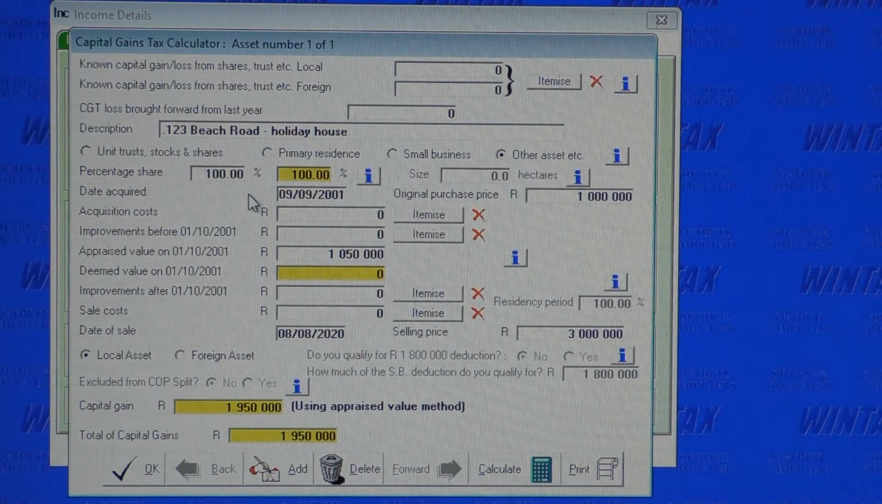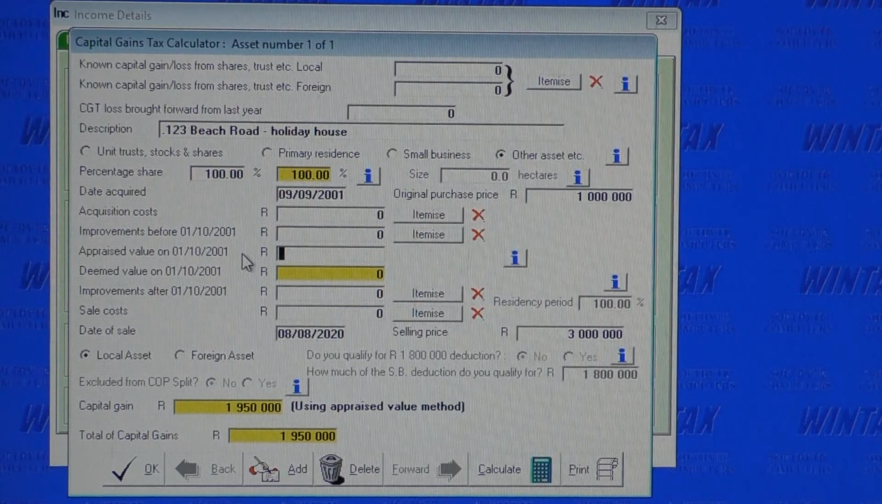What if we did not have the property valued on 1st of October 2001? Well, then we have to use what SARS calls the Time Apportioned Base cost, or TAB method, to work out a deemed value or base cost on 1st of October 2001. Using the formulas in paragraph 30 of the 8th schedule to work out the Time Apportioned Base cost can be very difficult, but the program works everything out for us.